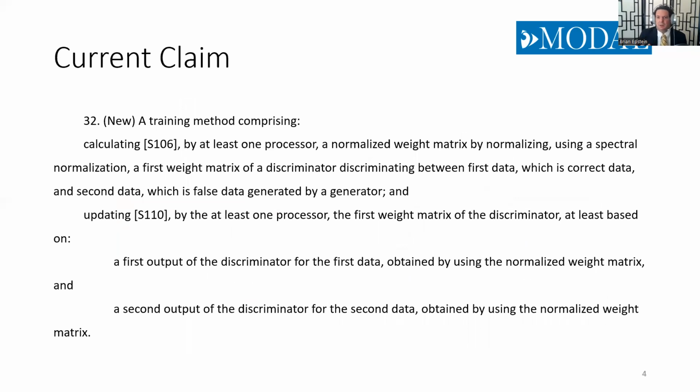So there's a corresponding Japanese application, but there was a preliminary amendment filed in the United States. And so our first independent claim is a bit different. This is the current claim in the United States. You can see that there's a calculating S106, as well as an updating S110. And we'll get into the details of the claim momentarily.